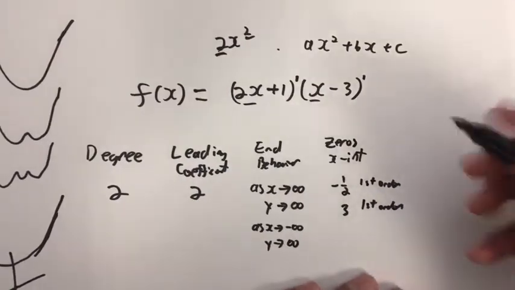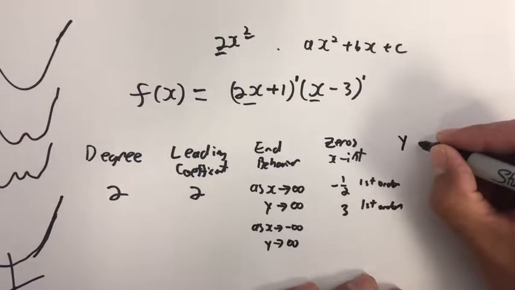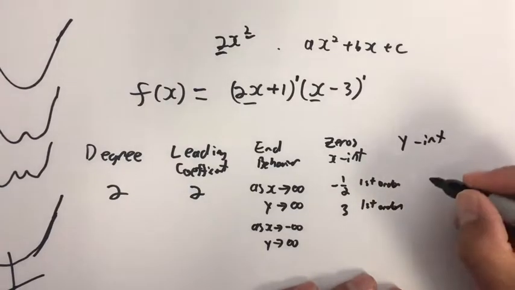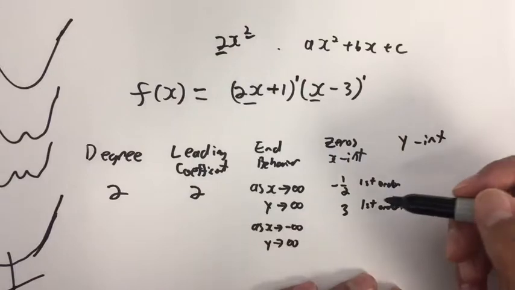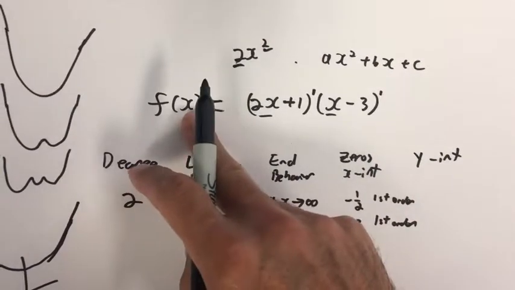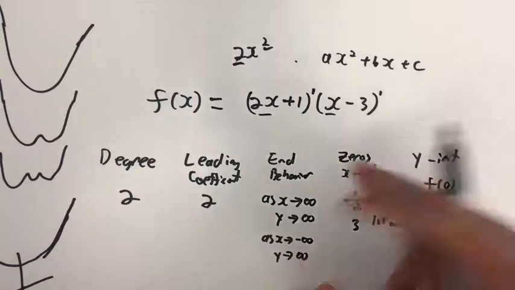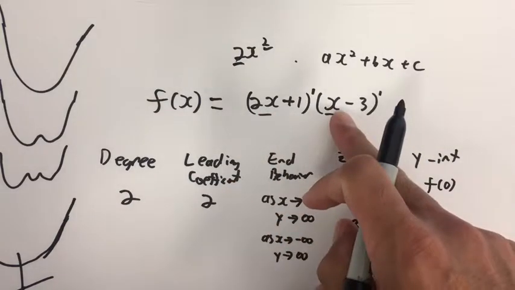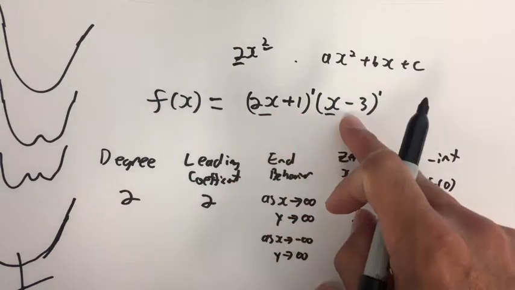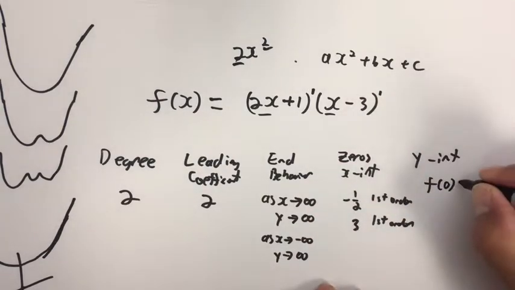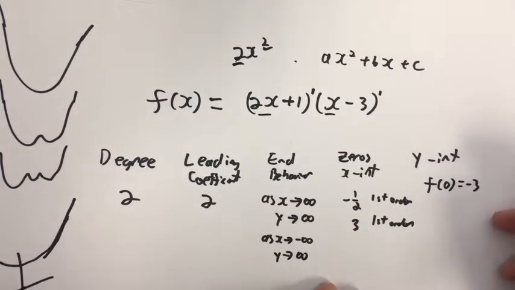Finally, the last thing I want is the y-intercept. My y-intercept is what I get when x is 0. And if I make x equal to 0, our function at 0, you put a 0 in here, you put a 0 in there, you've got a 1 times minus 3, so f at 0 is negative 3.